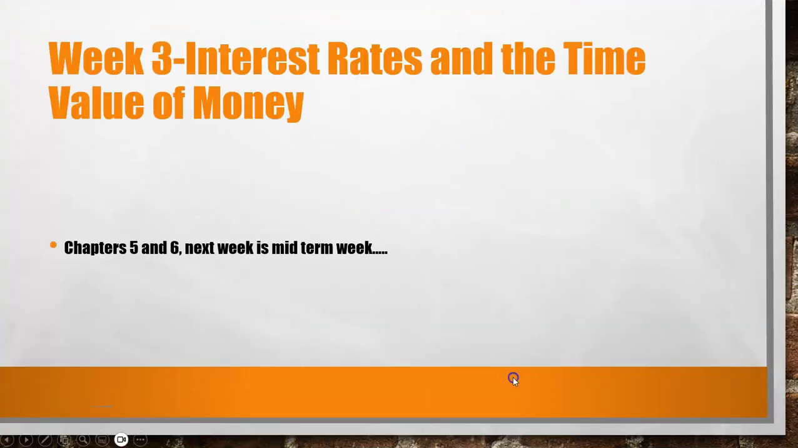Chapter 5 is all about interest rates and the time value of money. There's a spreadsheet on Canvas that has all these formulas in it, and all you need to do is utilize that Excel spreadsheet to do these formulas. So this talk will focus mainly on where to find the information.